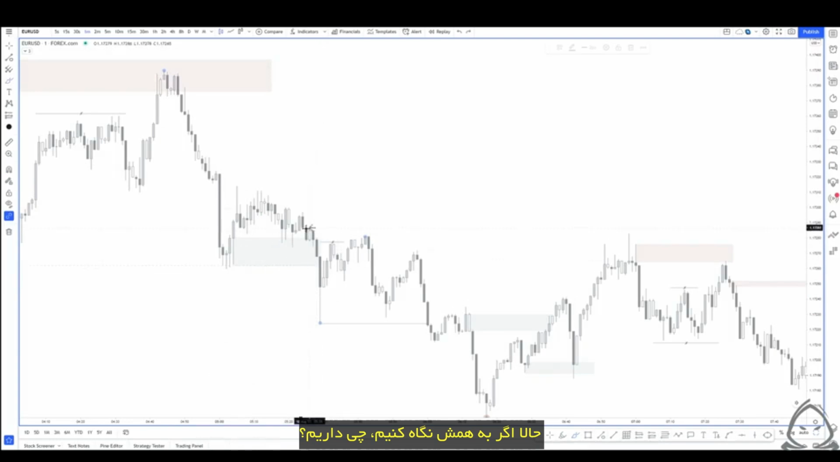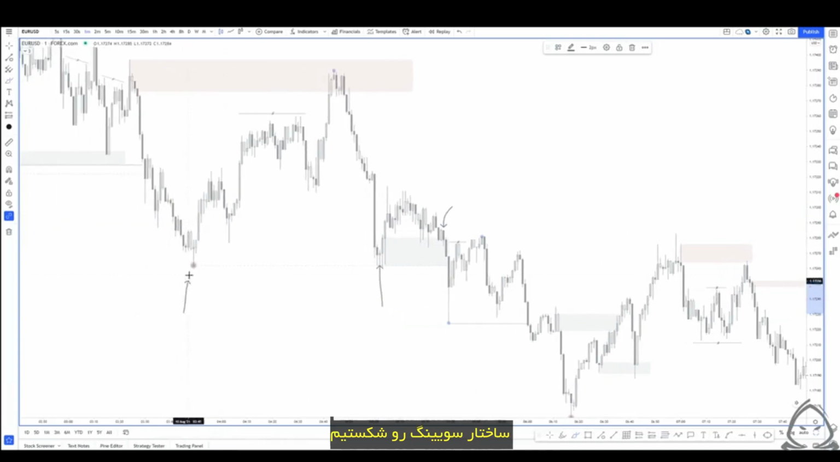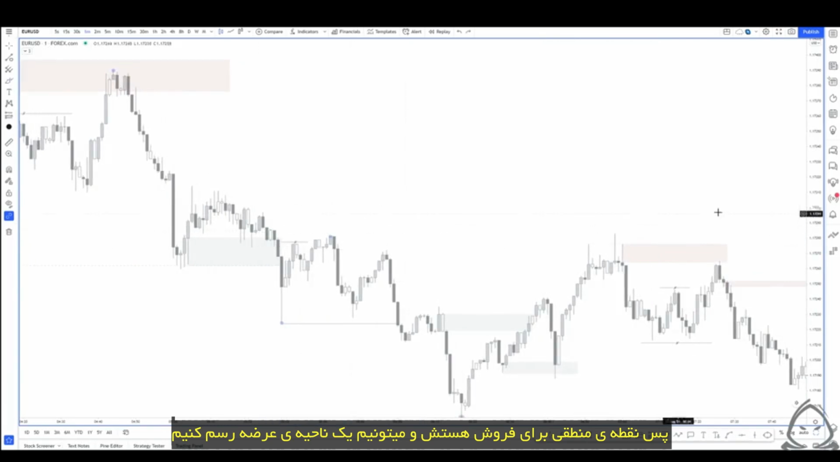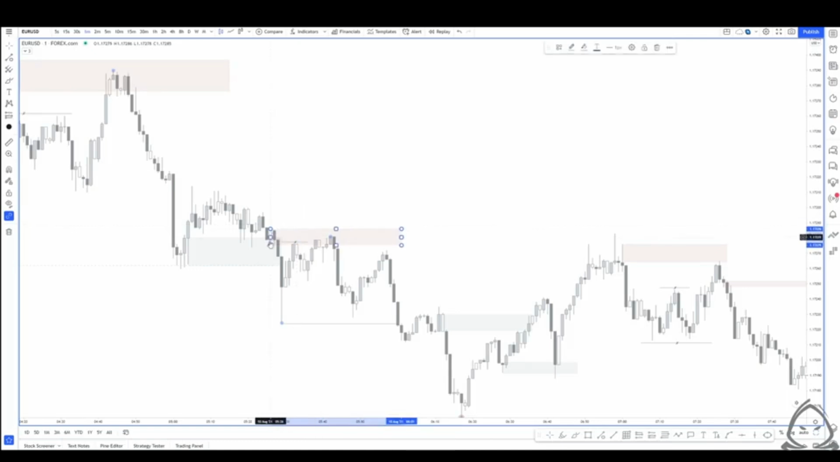Now if we're looking at all this, what do we have here? We have an inside bar. This inside bar is the last point or range before the break of structure. We've broken swing structure, so it's a logical spot to look for sells, and we can draw on a supply zone. It gets a little bit messy.